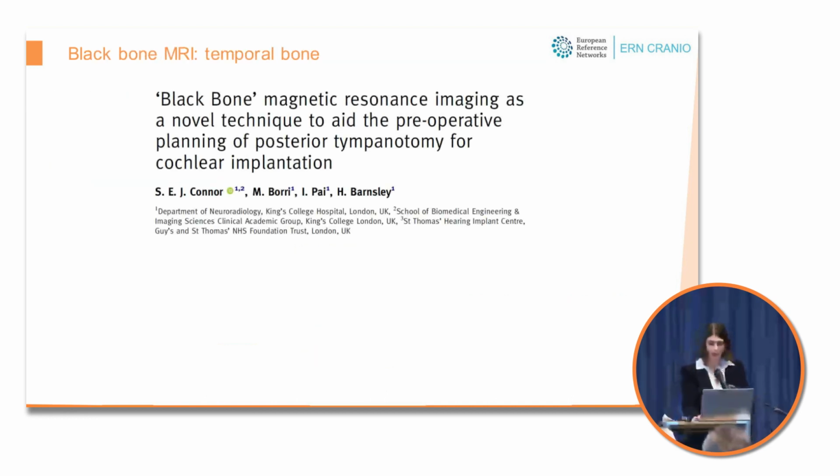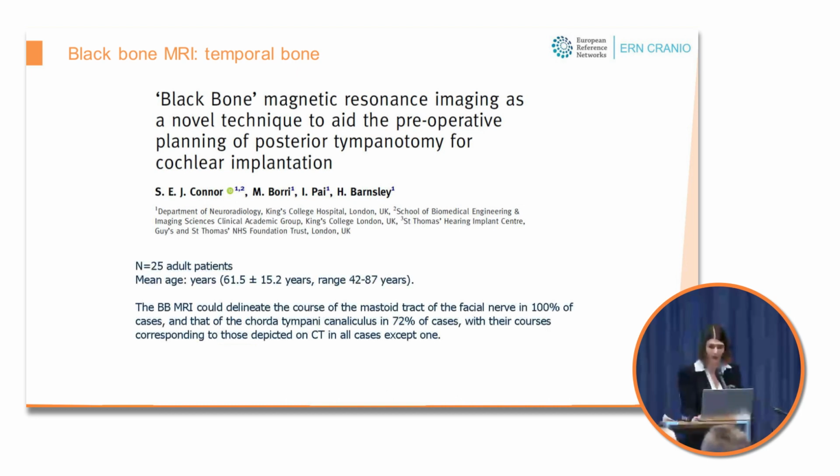Black bone potential has been explored on the temporal bone by Connor and co-authors on a population of adult patients. They found that black bone could clearly delineate the course of the mastoid tract of the facial nerve canal in all cases and of the chorda tympani canal in 72% of cases. The course on black bone corresponded to the one on CT in all cases except one.